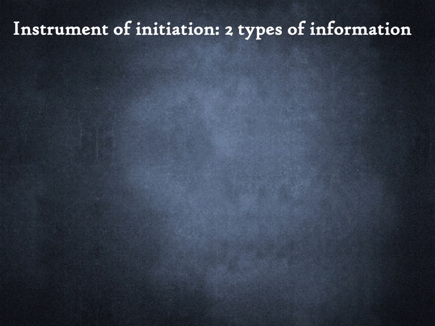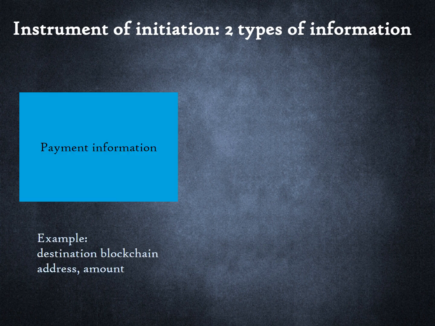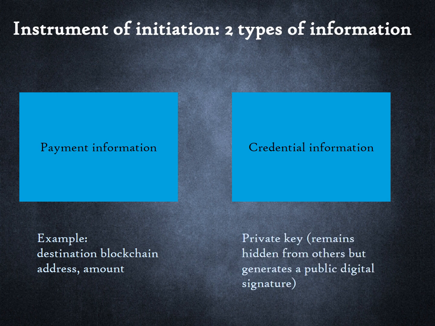Just like payment initiation in fiat money, two types of information must be input for the payment to occur. 1. Information related to the payment itself. This includes the destination blockchain address and the payment amount. 2. Credential information needs to be input. The private key input at the time of payment initiation creates a digital signature. While the private key remains secret, the resulting digital signature is public.